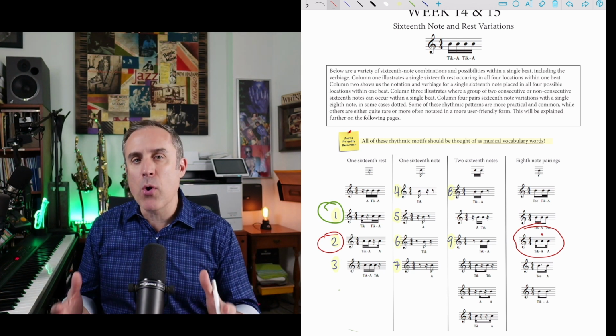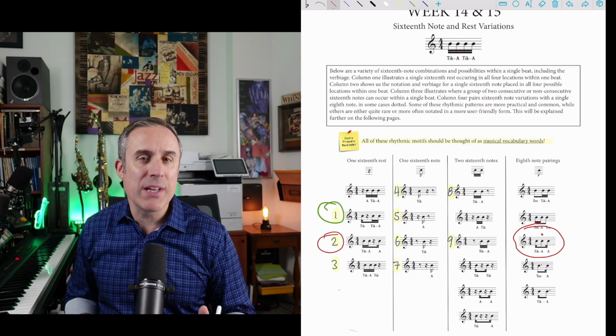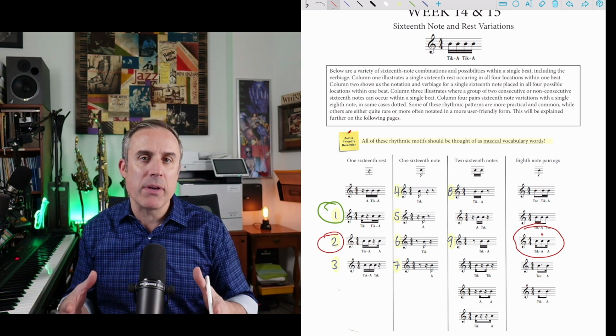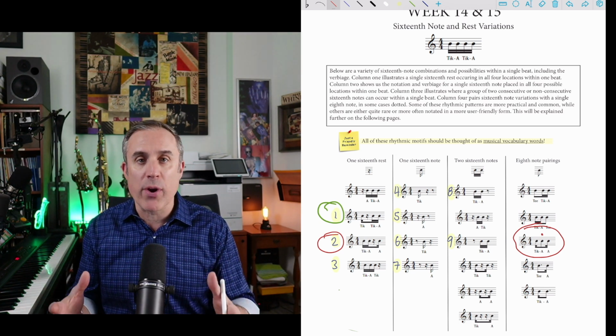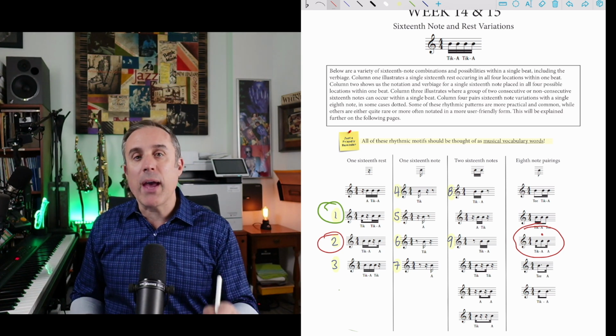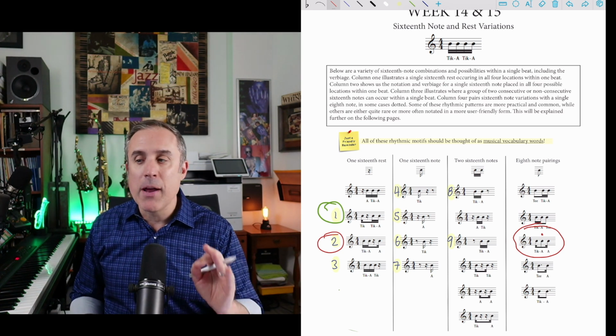And as you learn more and more about rhythms, you'll realize that some rhythms can actually be renotated in different ways, especially if you start incorporating articulations. Okay, let's move on to our next pattern, pattern number 3.